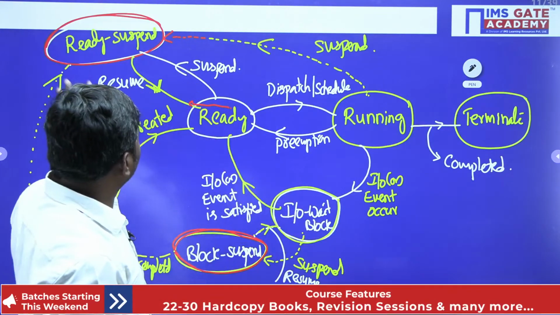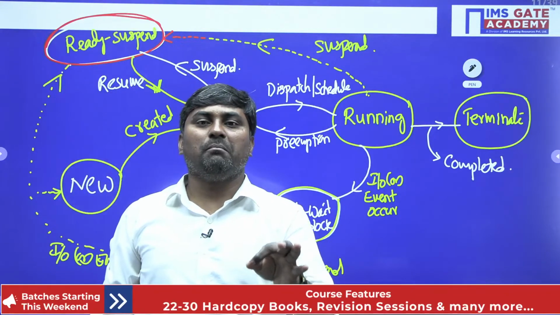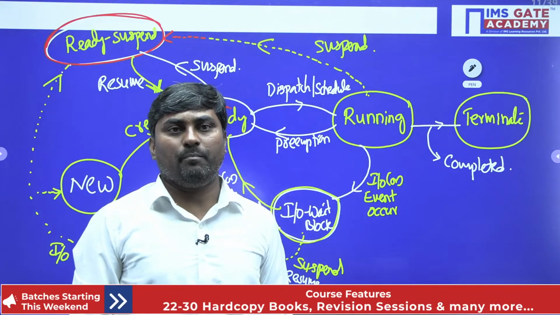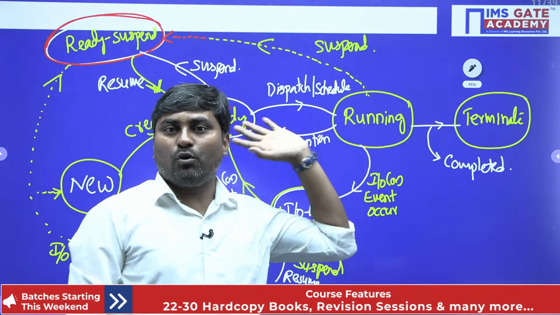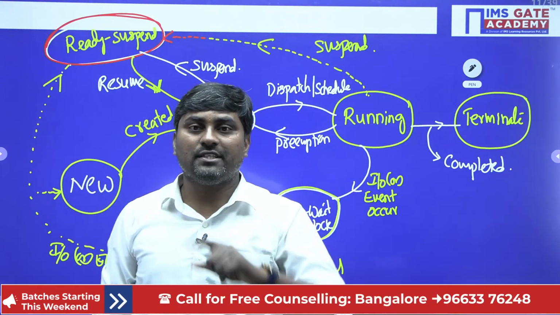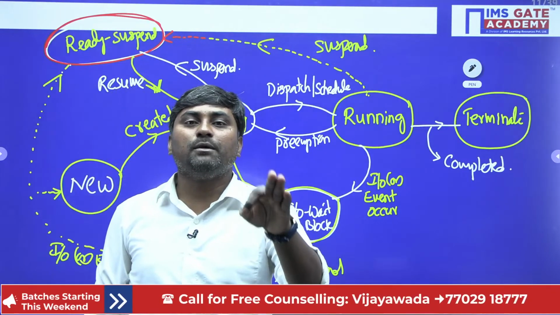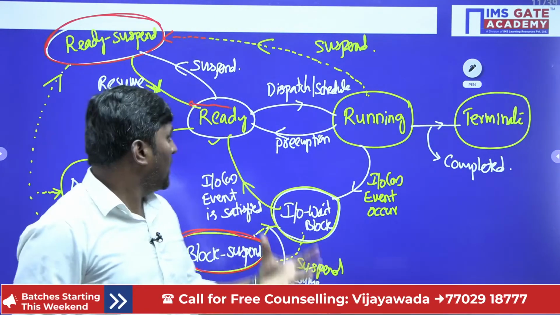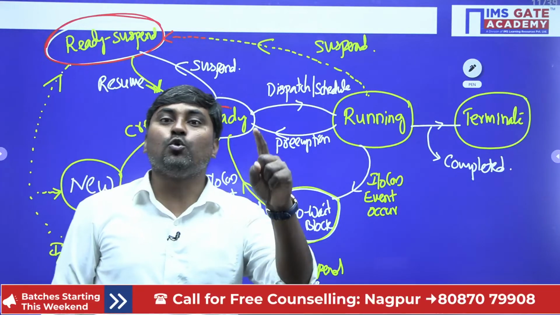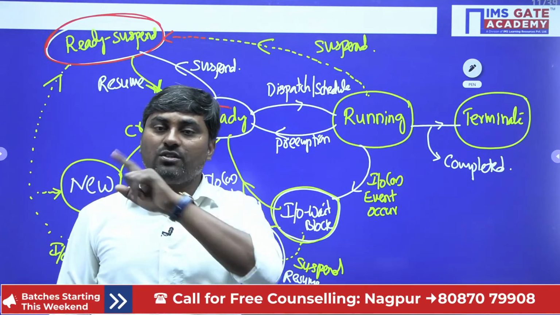Now the last questions. Does this transition diagram represent a multi-programming operating system or not? Yes, it is a multi-programming operating system. How to identify? Please observe, the presence of a ready queue indicates a multi-programming operating system. If the ready queue is not present, that is a uni-programming operating system. I hope this is clear.